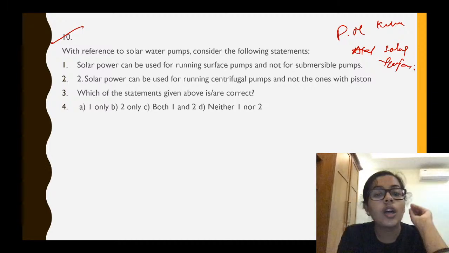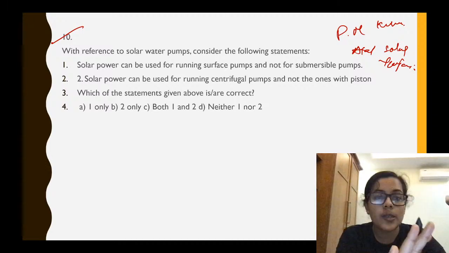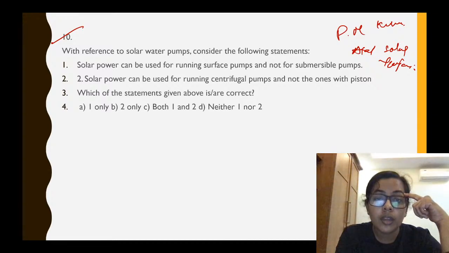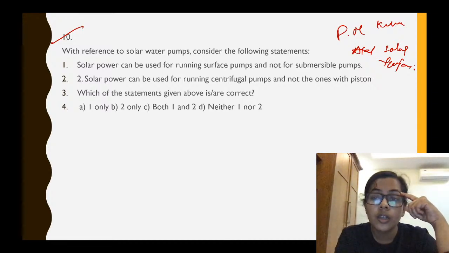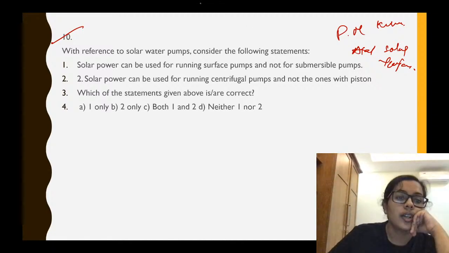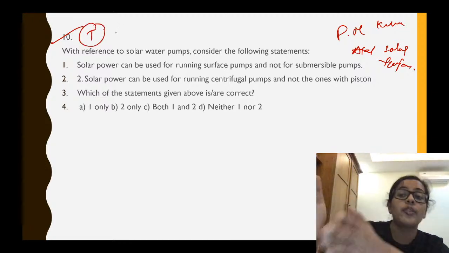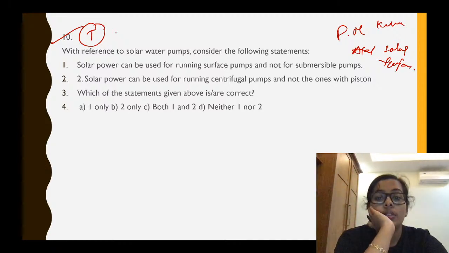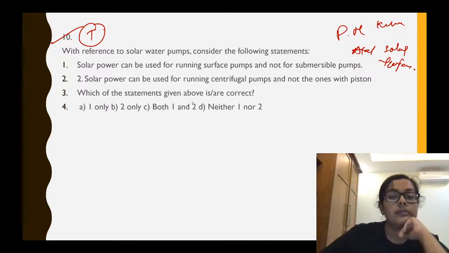With reference to solar water pumps, consider the following statements. Solar power can be used for running surface pumps and not for submersible pumps. Solar pump power can be used for running centrifugal pumps, not the ones with piston. Which of the following options are correct? This is a tough question, because at least you have to go through these things to get an idea. But what you can do is answer D. Both of the statements are wrong.